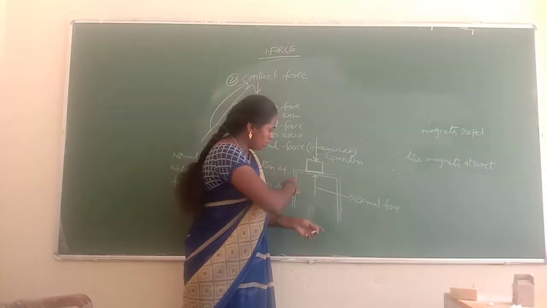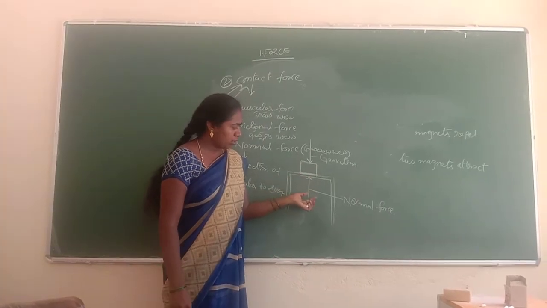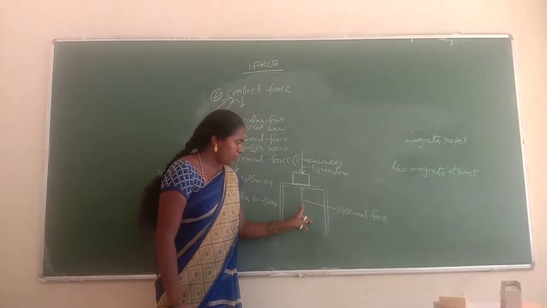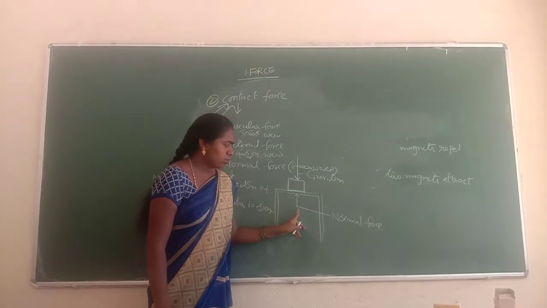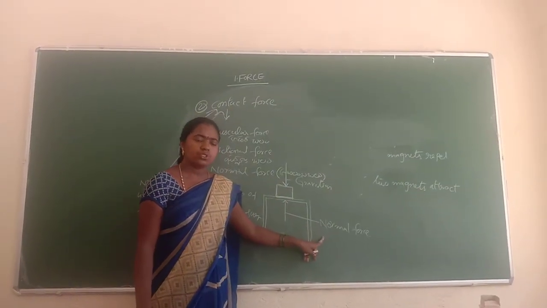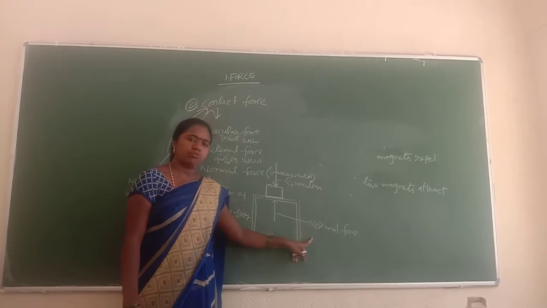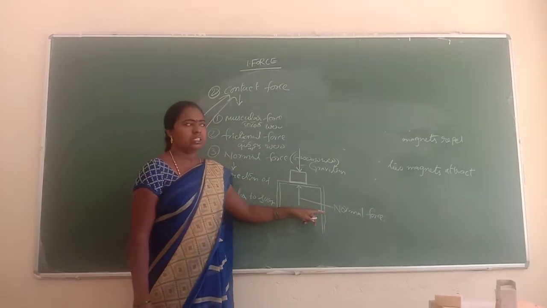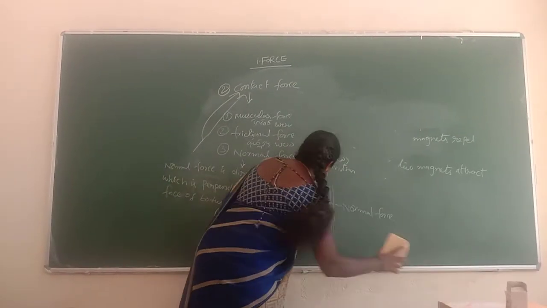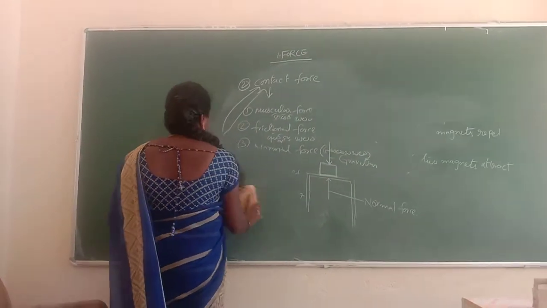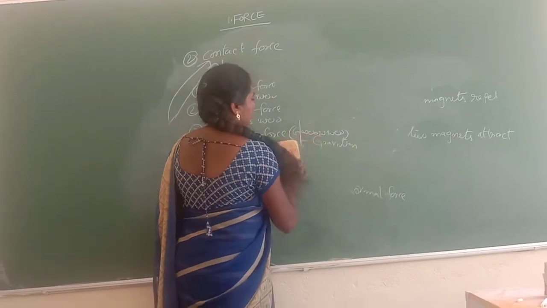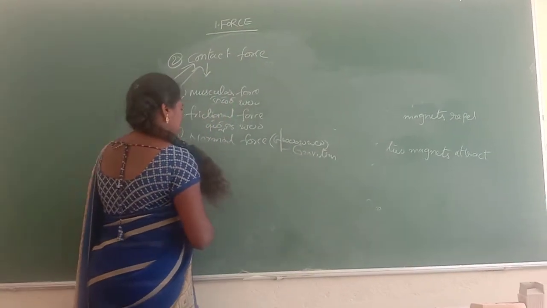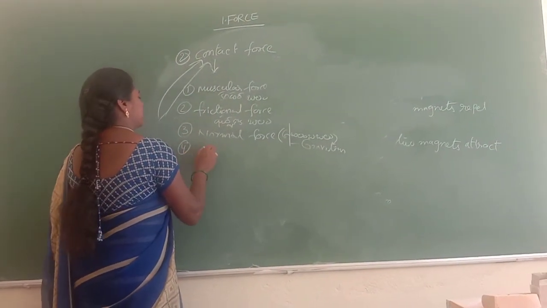So on this book, two forces are acting, and this one is perpendicular to the book. Which force is this? Normal force. Next one, and the final one, the fourth one is tension.